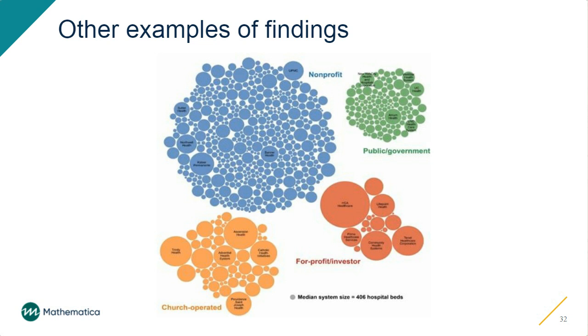beds. So the takeaway, and this is just one example of many, is that there are many nonprofits that are smaller on average, similar for public and government, although a smaller number, and then a really small number, but very large set of investor-owned systems, and then similarly for church-operated. So just show this as kind of a cool graphic that we created solely using the publicly available data, and I think that transitions us into more specific presentations by my colleagues.